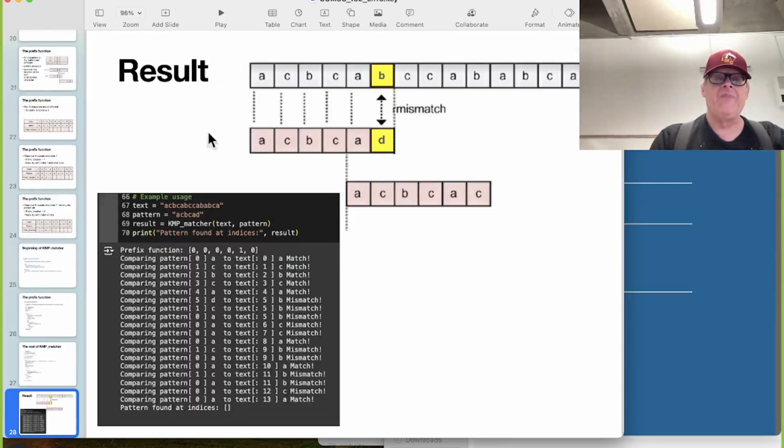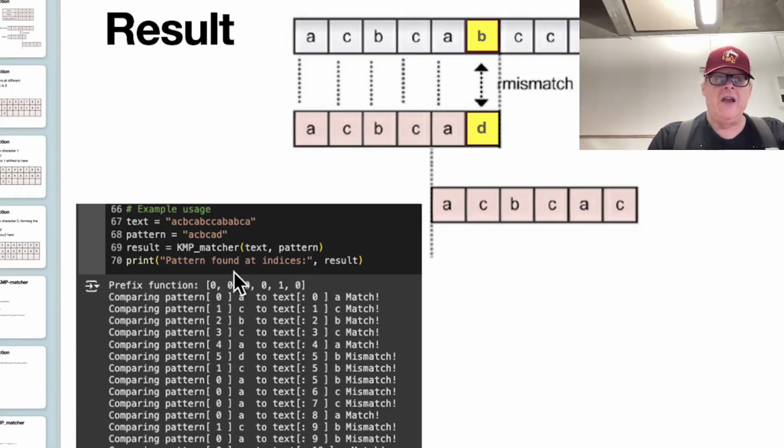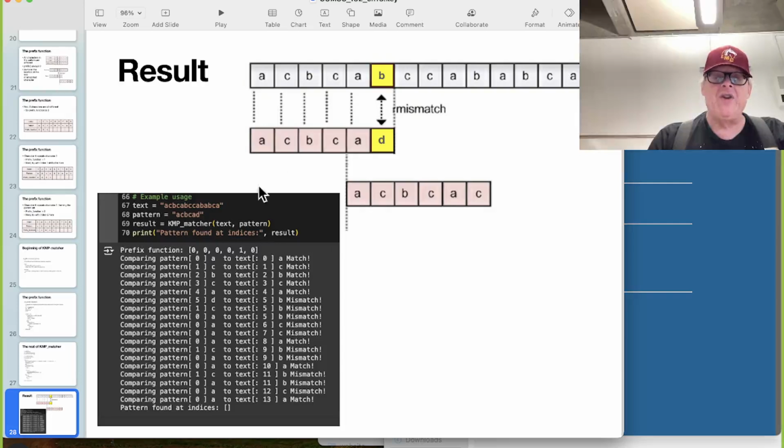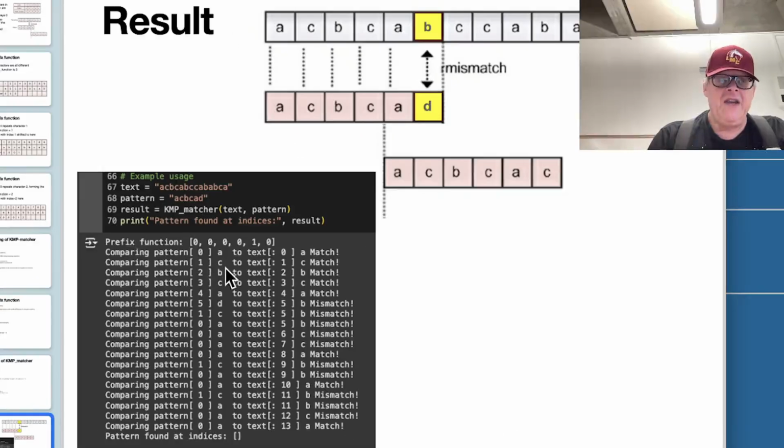Anyway, when you run it here on this data, I've added some print statements to print all the comparisons. So it compares A, C, B, C, and match, match, match, match, and another A, and then D is the mismatch. And after that, the next comparison it does is to compare the 4th element to text 4. Pattern 5 to text 5. Pattern 1 to text 5, that's what you do. So 1, 2, 3, 4, 5, you move it to here. That's why this diagram is correct.